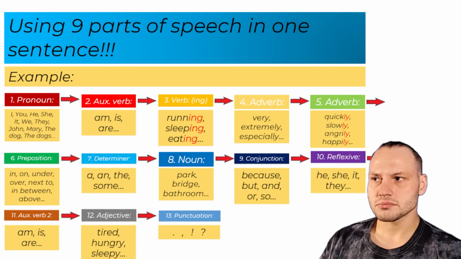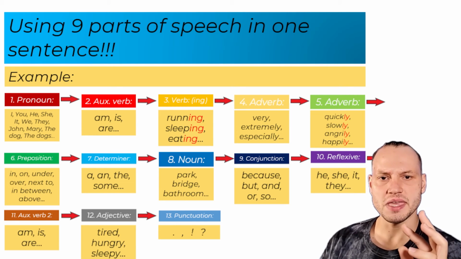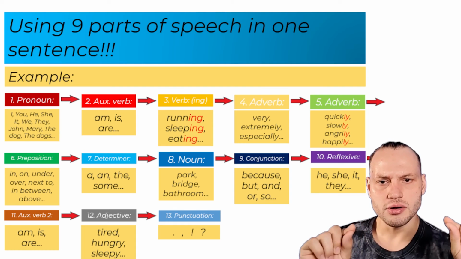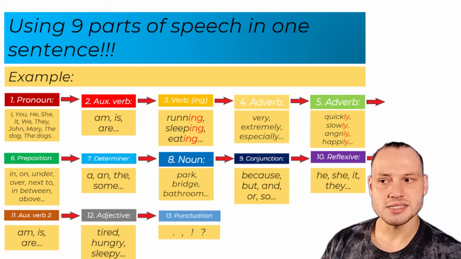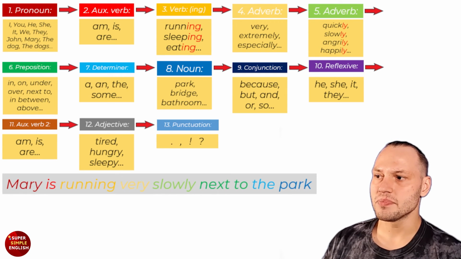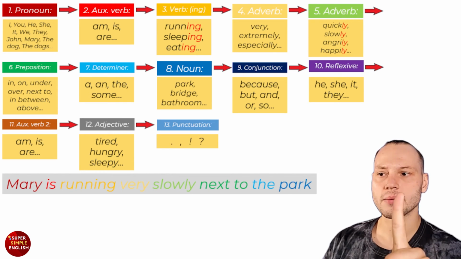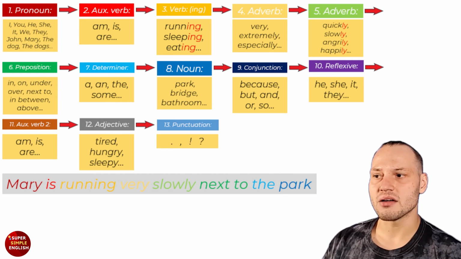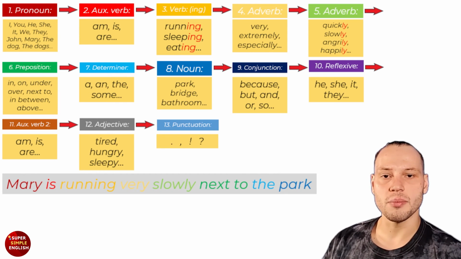Okay, so now that you know the different parts of speech and the sentence structure and how to use them, let's make a sentence. So we will choose the subject Mary, auxiliary verb is, verb in present continuous tense, running, adverb very, adverb slowly, preposition next to, determiner the, and noun park. To make sentence 1, Mary is running very slowly next to the park.